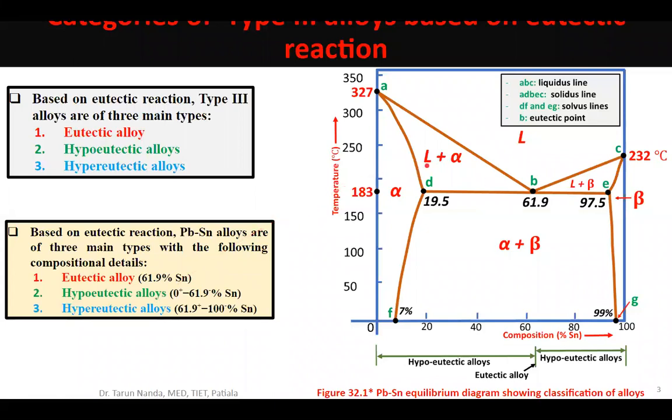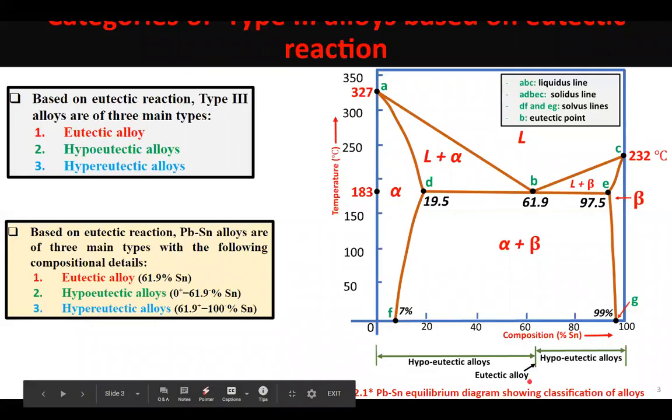So we have already shown it on the diagram also. Again, for your reference, I'm repeating it. This is the eutectic alloy. Oh, I wrote it wrongly. This should be hypereutectic alloys. And here on the left, we have hypoeutectic alloys.